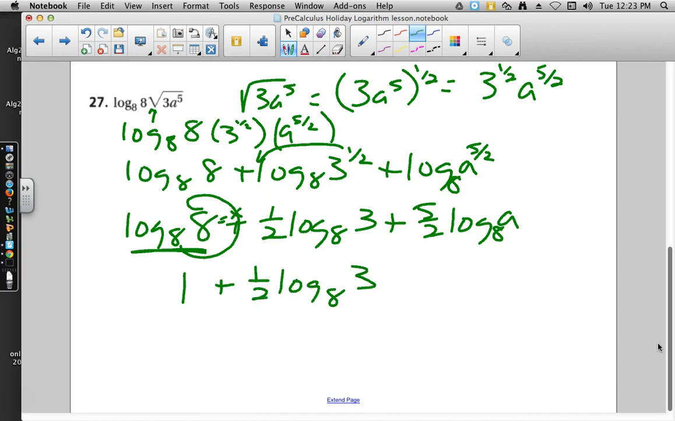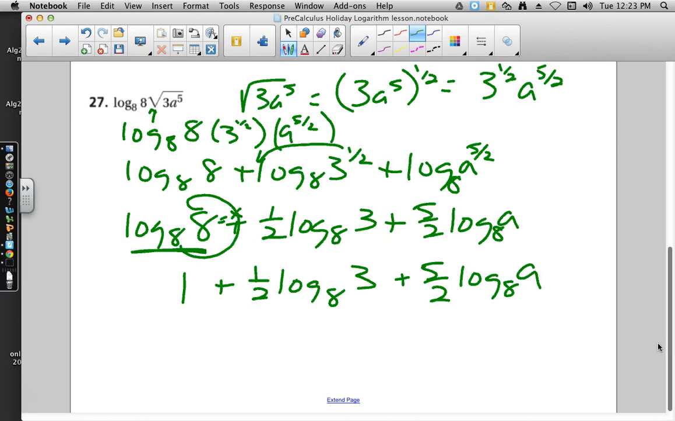So we're going to rewrite logarithm base 8 of 8 as 1 plus 1/2 logarithm base 8 of 3. And as I'm writing this one down, I'm thinking 8 to the something is 3. No-ish, that's not going to work out nicely. You know, I'm not going to simplify that. And this last one, of course, has a variable. So there's nothing we can do there.